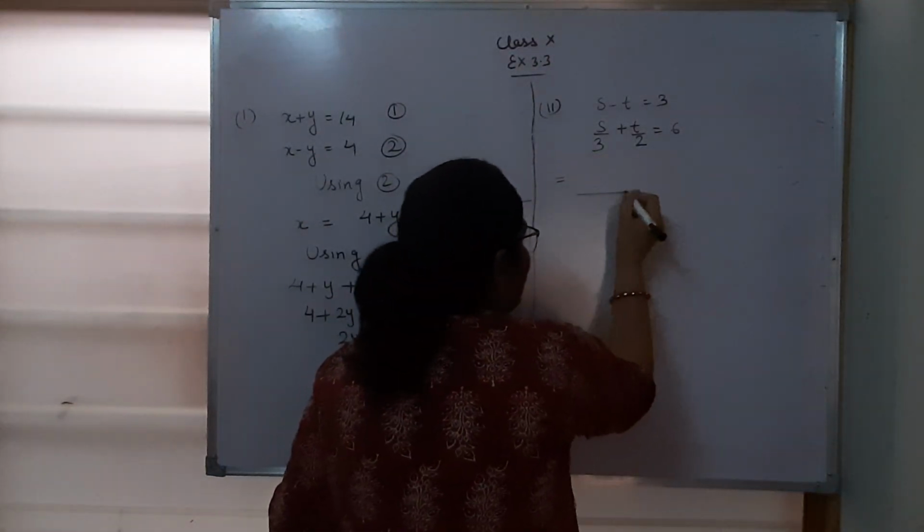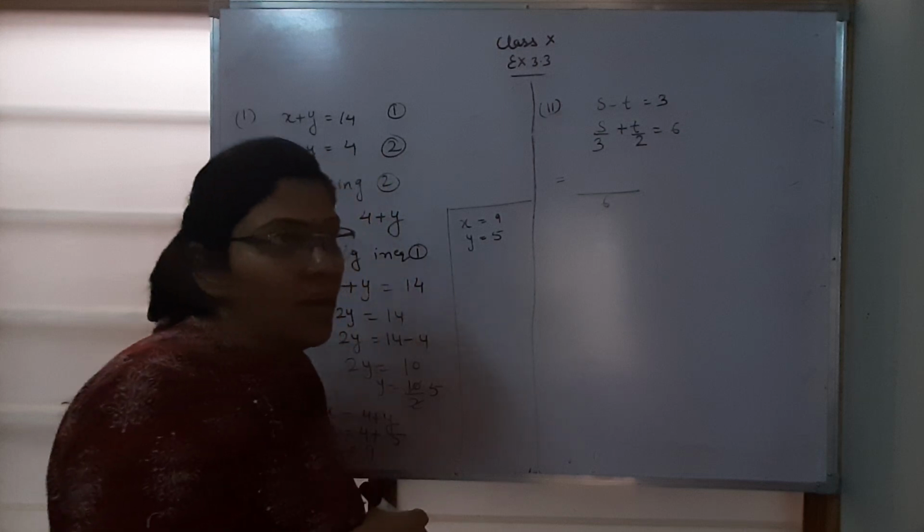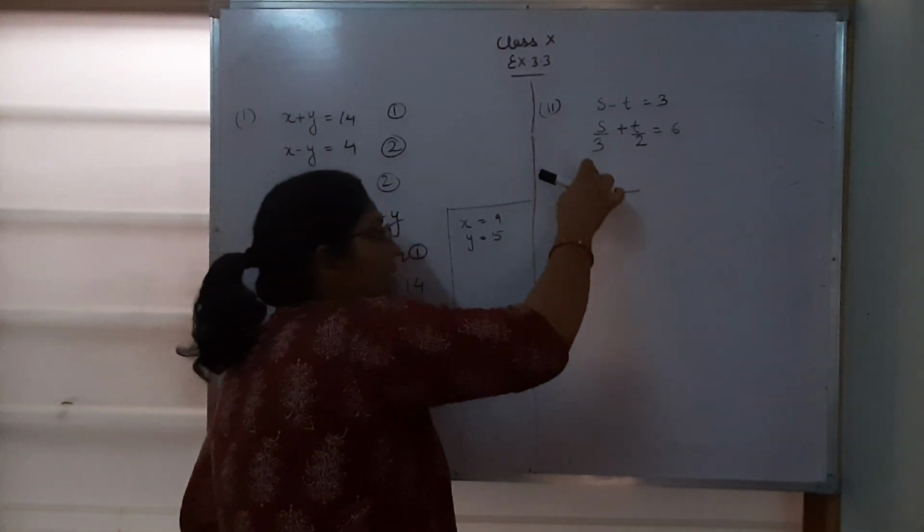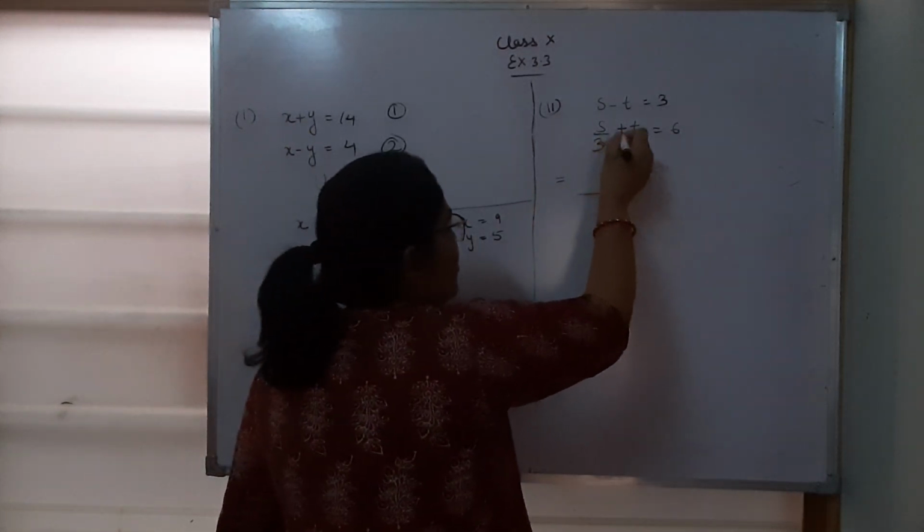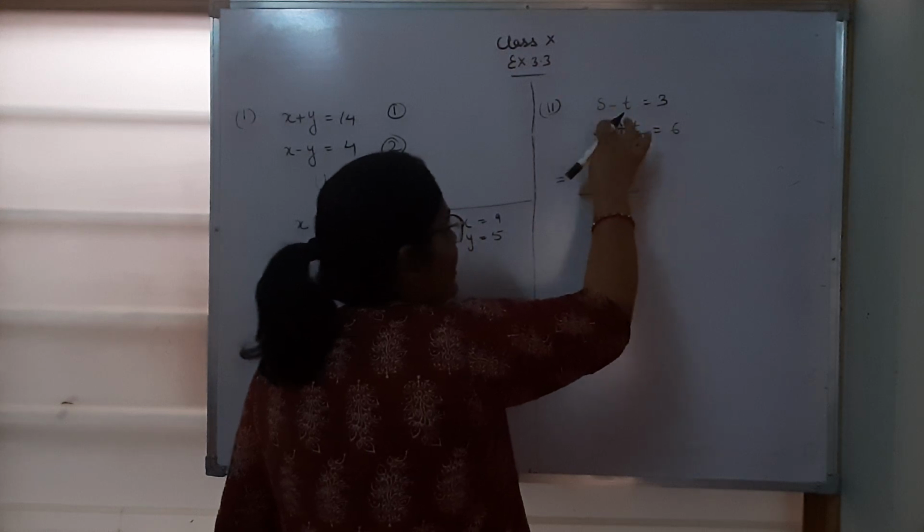We will take the LCM of 3 and 2. So the LCM will be 6. By what number should I multiply 3 to get 6? By 2. So both the numerator and denominator will be multiplied with 2.